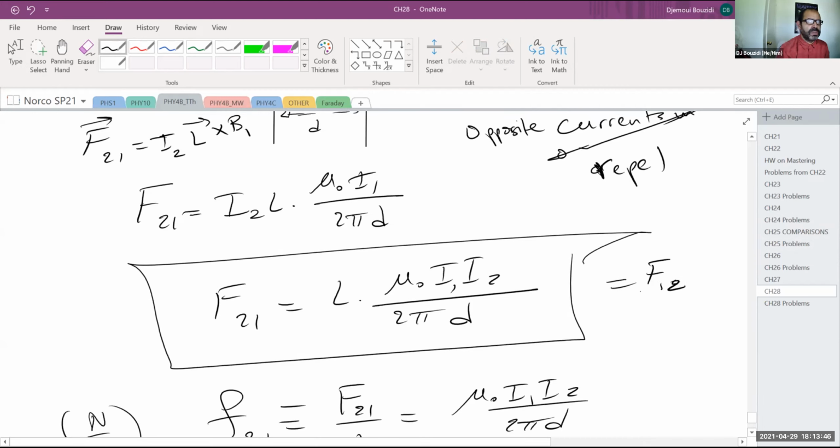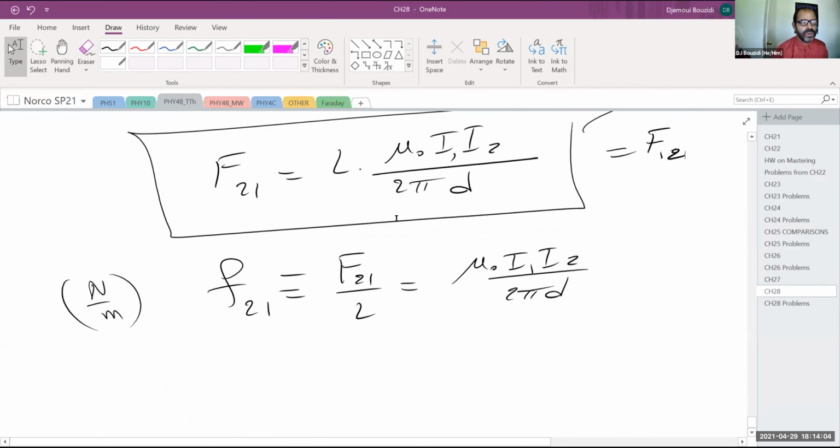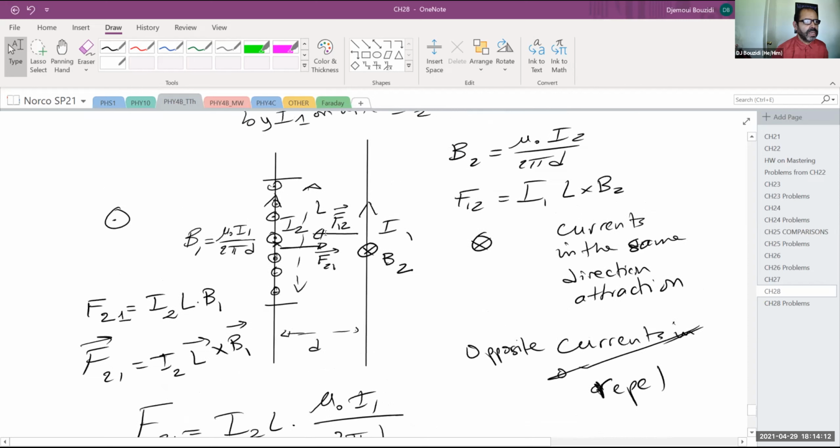The second reason why they should be equal and opposite is Newton's third law of motion. I have two objects interacting with one another, and one of them exerts a force on the other, and the other exerts a force that is equal in magnitude and opposite in direction. So F12 will be equal in magnitude to this number: L mu naught I1 I2 divided by 2 pi d. The direction, obviously, is going to be opposite. If this one is attracted in here, the other one is attracted to it in the opposite direction.